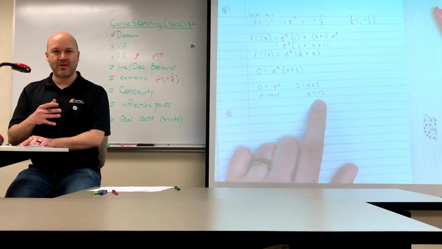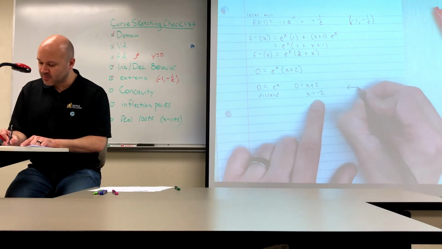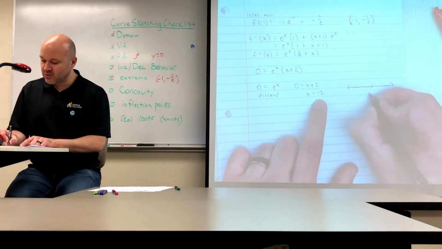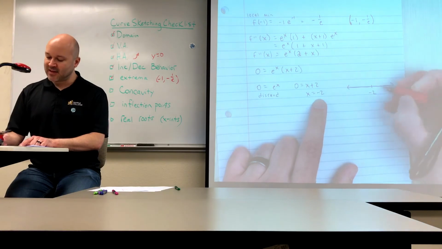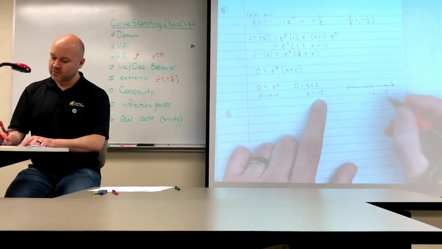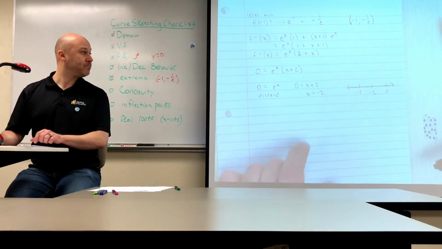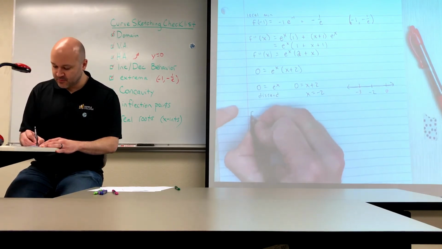To determine whether it does or not, I'm going to create a number line summary where I put that critical value on a number line. I'm going to test a value bigger, like 0, smaller, like negative 3. I'm testing the second derivative.